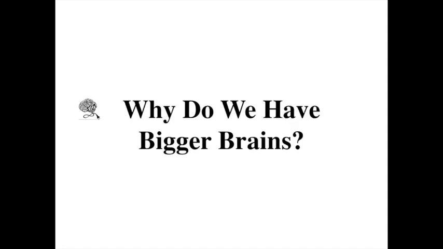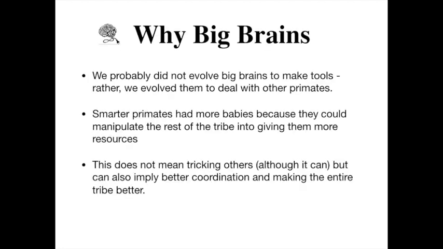Before we get started, let me ask you a question. Why do we have bigger brains? Well, we probably did not evolve big brains to make tools. Rather, we evolved them to deal with other primates. Smarter primates had more babies because they could manipulate the rest of the tribe into giving them more resources. However, this does not mean tricking others, although it can, but can also imply better coordination and making the entire tribe better.